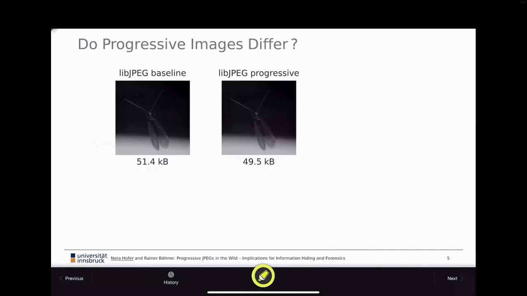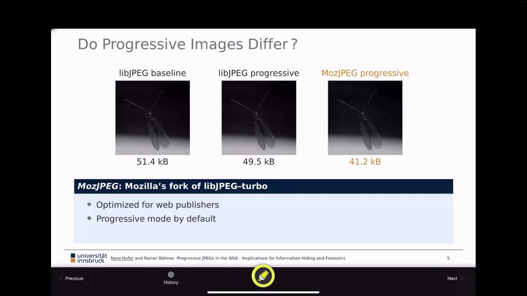Let's have a look. So what we have here is the libjpeg library. It is the de facto state-of-the-art compression library, and it also supports the progressive mode. Now, if we instruct it to compress an image progressively, we can see that we can save some file size. Now, if we use MozJPEG, which outputs the progressive mode per default, we can decrease the file size even further.